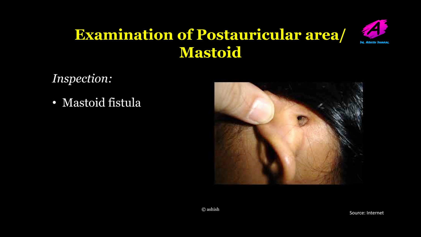Then examine for mastoid fistula. So in the preauricular area you have preauricular sinus, whereas in postauricular area you have fistula, which is mastoid fistula. So this fistula is formed when the disease condition in mastoid erodes the mastoid outer cortex, and then the inflammation bursts out through the skin, creating a communication between the mastoid cavity to the external.